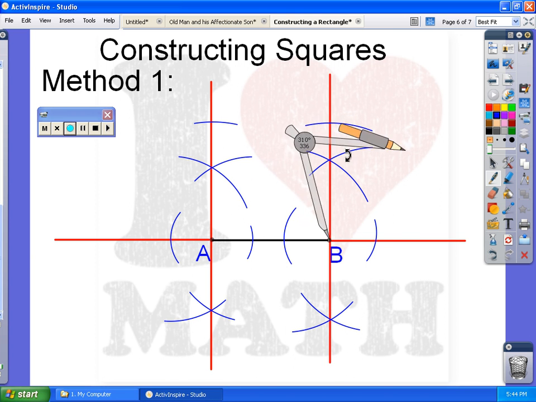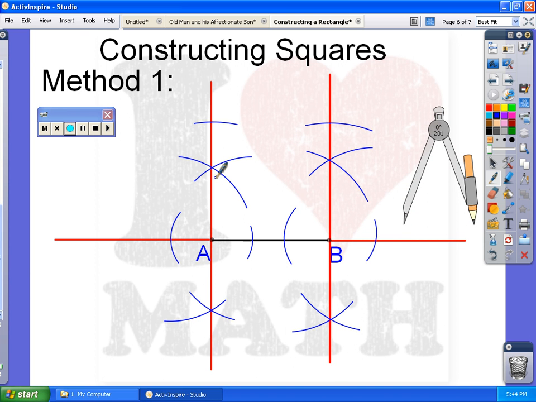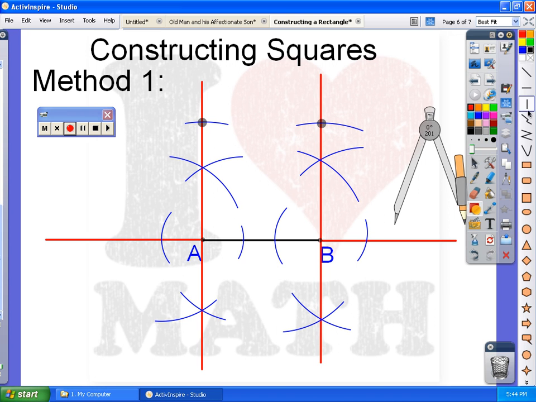Now what we have been able to do is determine the length of line segment AB being congruent to the new line segment, also extending upwards from B. Using our mark, we can place a point on each of those intersections. Using our straight edge, we can now draw the top line segment of our square.